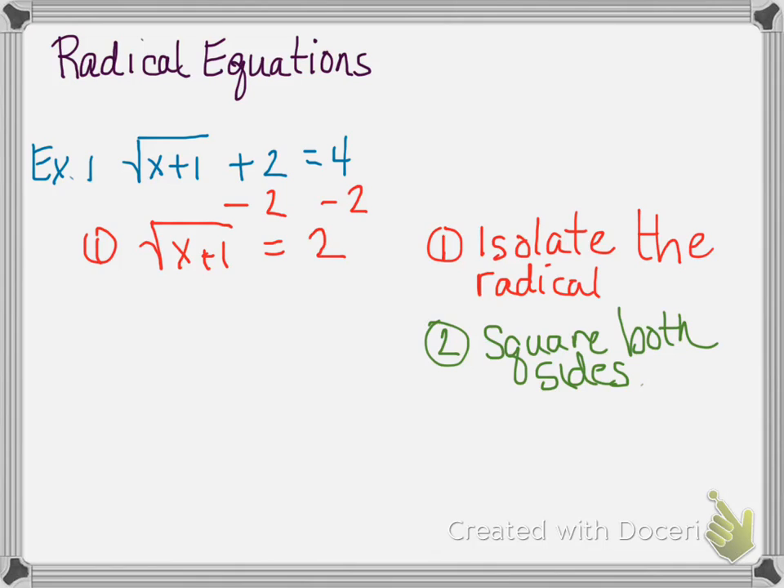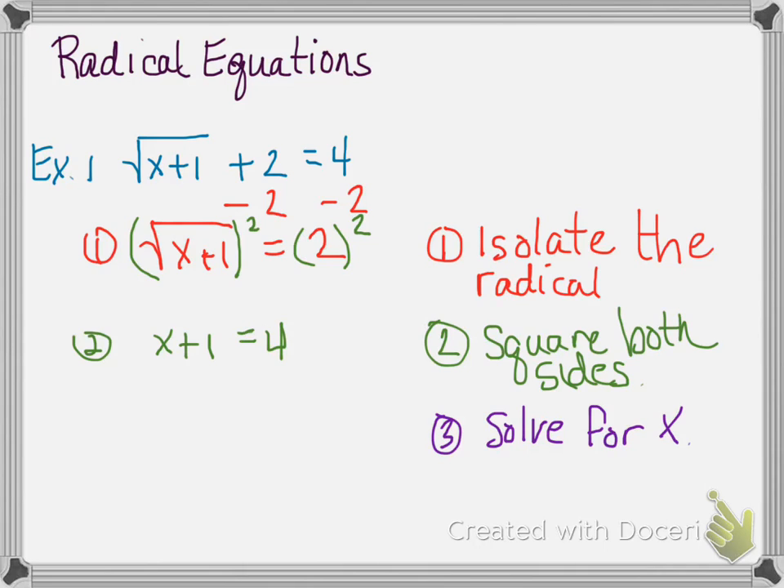Then, square both sides of the equation. If we square the left side, we get just x plus 1. If we square the right-hand side, we get 4. And now we're going to solve for x. So to get x by itself, let's subtract 1 from both sides.